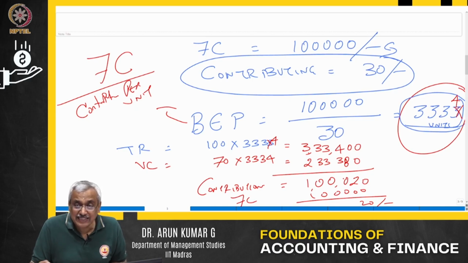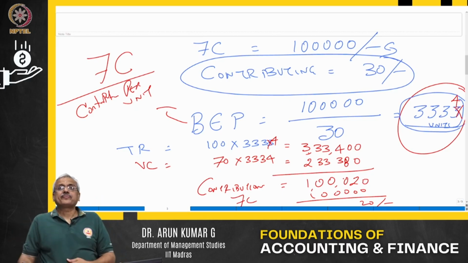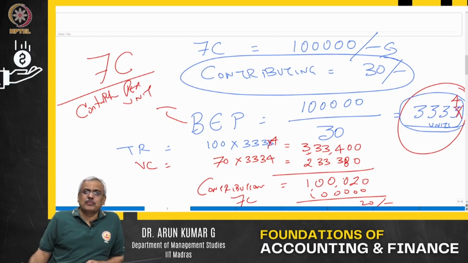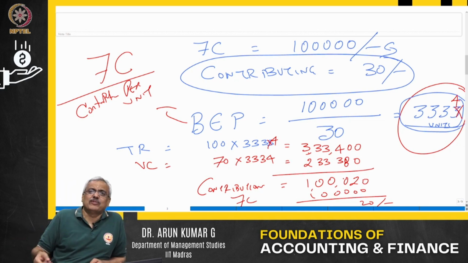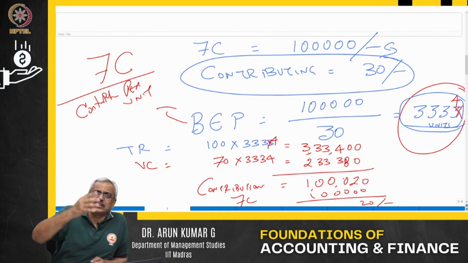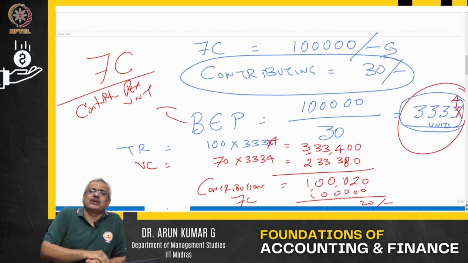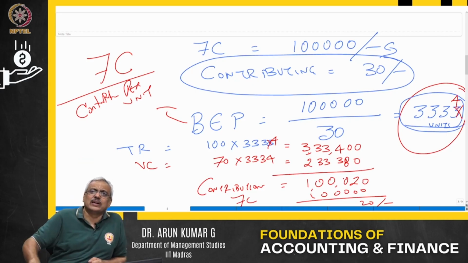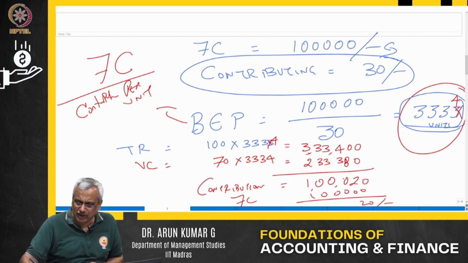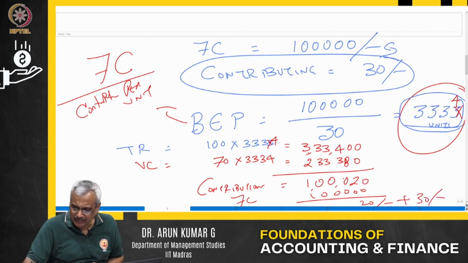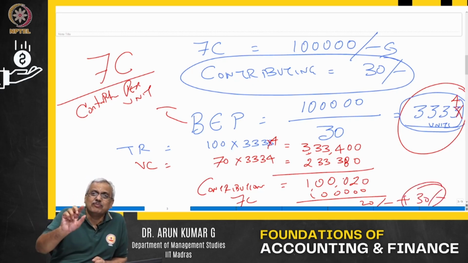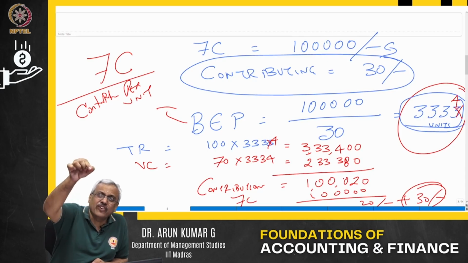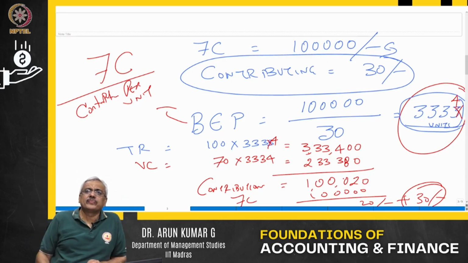If the contribution is more than the fixed cost, when will it be more than the fixed cost? When you manufacture a number of units more than the break even. Even in this particular case we have manufactured 0.66 units more than the break even, so it is yielding me 20 rupees profit. So if I manufacture 3,335 units, what will be the profit? My profit will be 20 plus another 30 rupees that the 3,335th unit is going to give me.